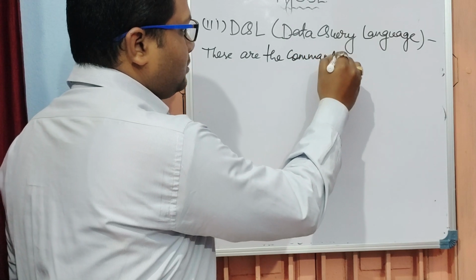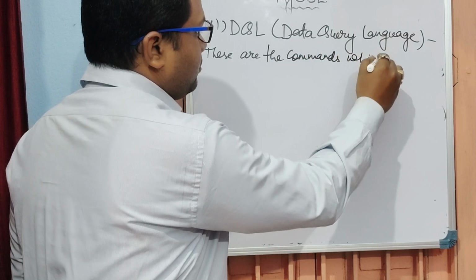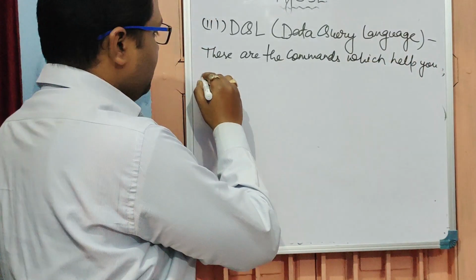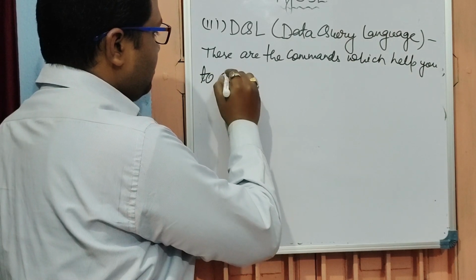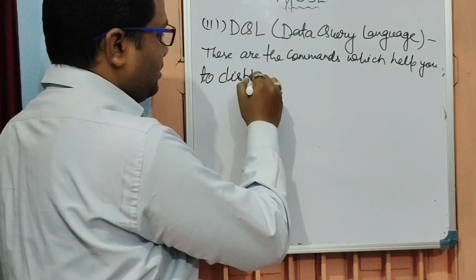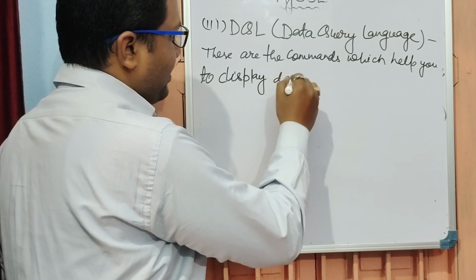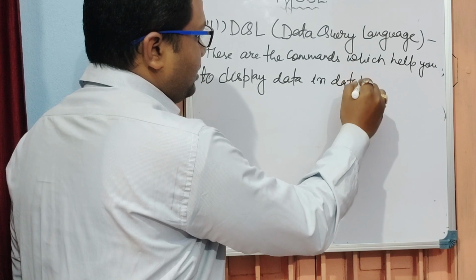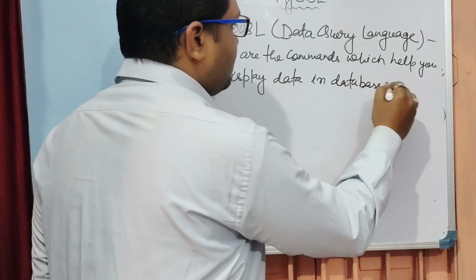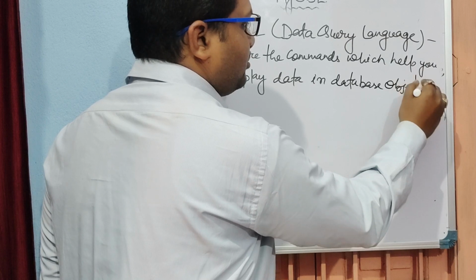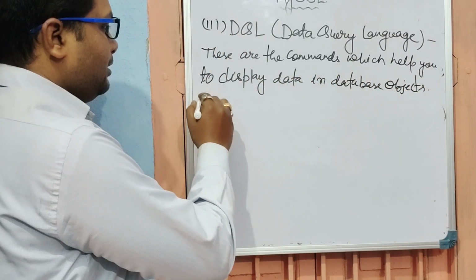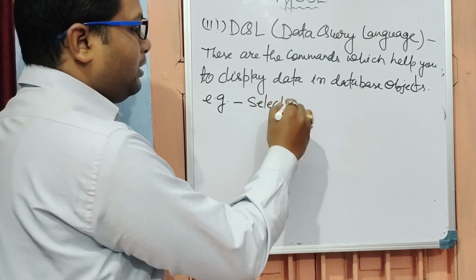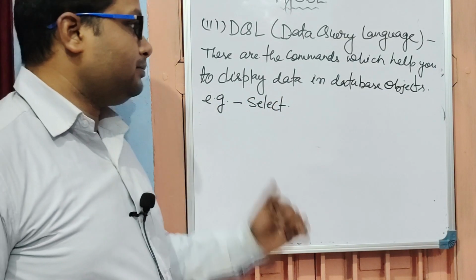These are the commands which help you to display data in database objects. Database objects means tables, views, etc. So, example of DQL command is select, the most popular command, okay, select command.